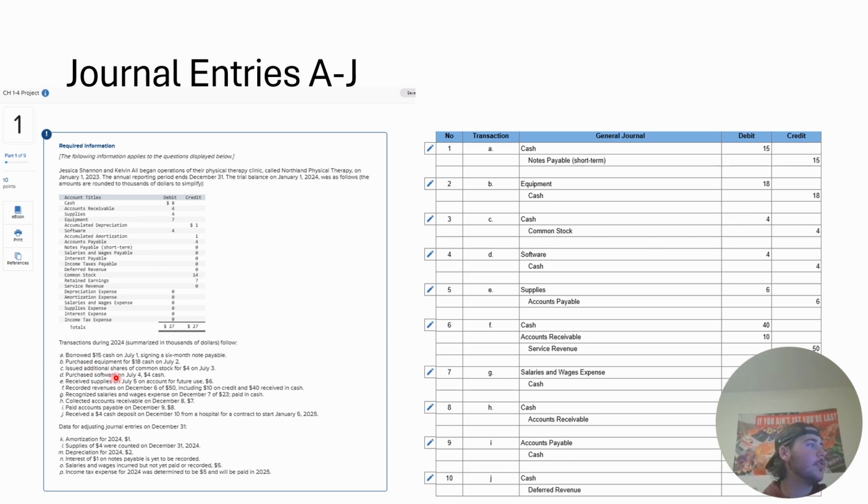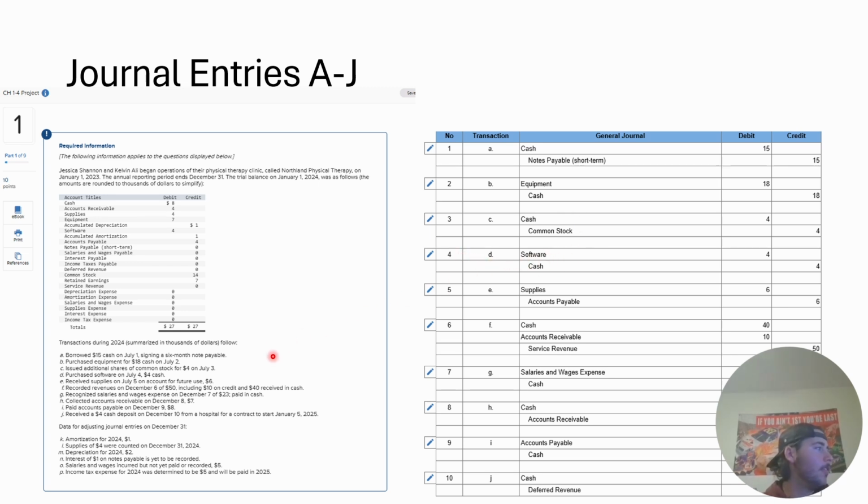C, issued additional shares of common stock for $4 on July 3rd. So increase in cash, you debit cash for 4, and you have to acknowledge the common stock increase. So you credit common stock for 4.